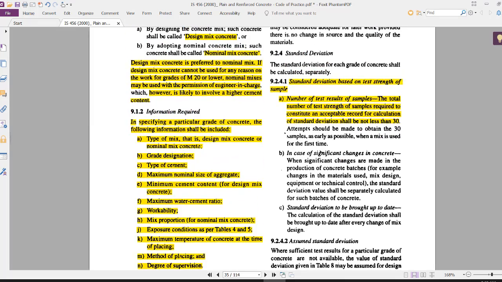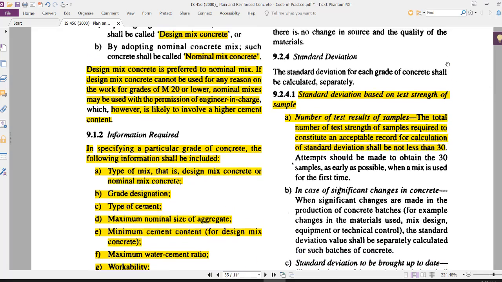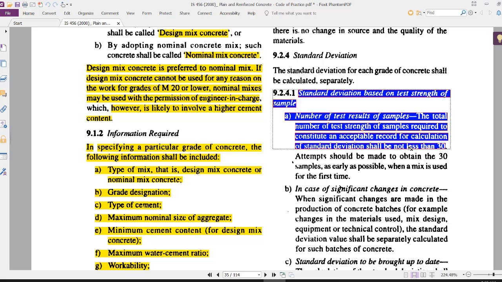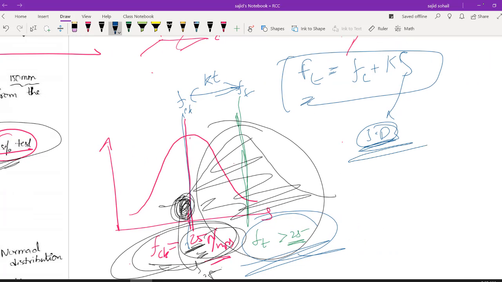And here I have also noted an important point I have highlighted. You can see 9.2.4, right? It says standard deviation based on test strength of sample. To get the standard deviation you should test at least how many samples? 30 samples. After that you will get your standard deviation. Or else, if you don't want to do that, you can directly take the values I have given you, 4 for M25 and different values for different types of concrete. So that standard deviation will be known to you.